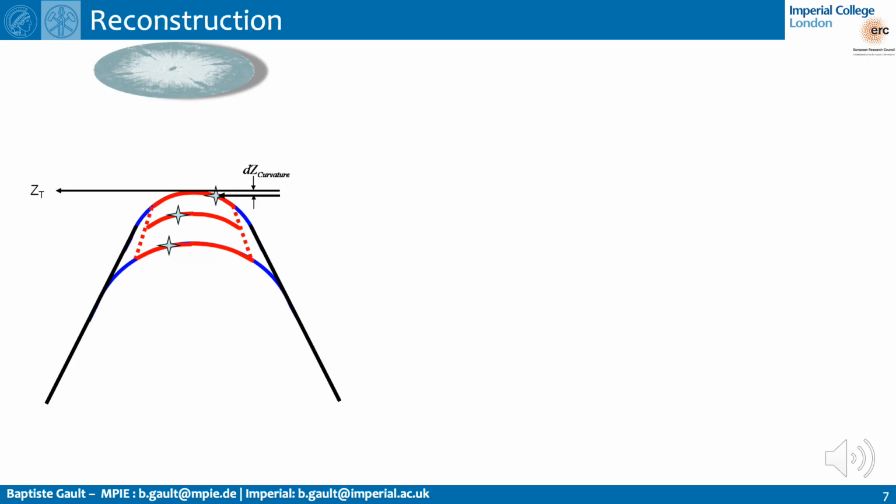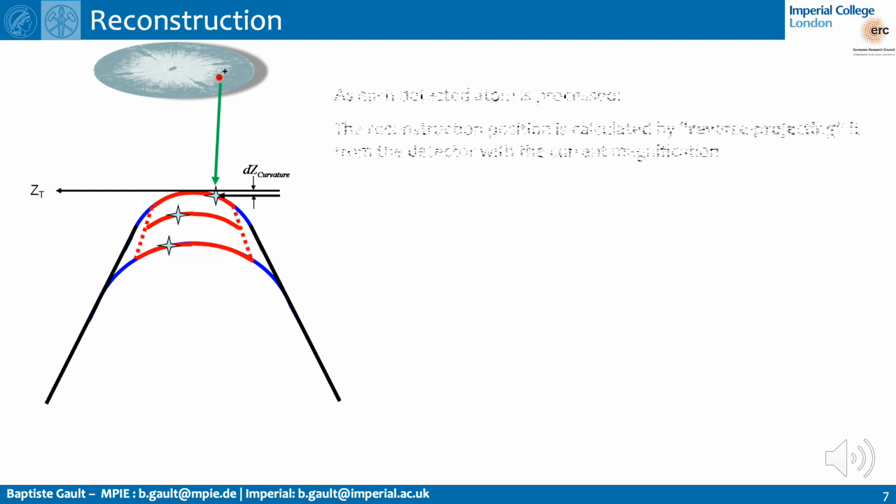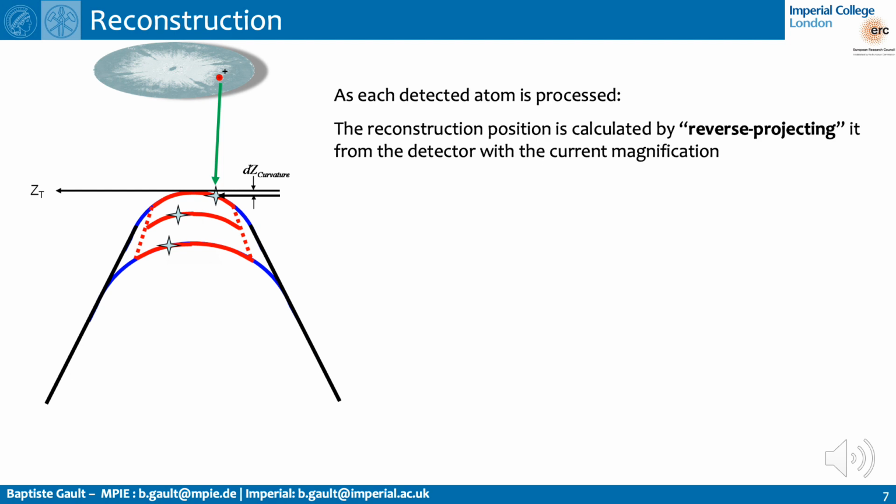To build the reconstruction, we're going to take every single ion impact and reverse project it onto a curved surface that is mimicking the specimen during the field evaporation process. So we are reverse projecting this position directly onto the virtual emitter. And every time we detect an ion and we process it, we assume that the next ion coming will come from a slightly lower position within the specimen.